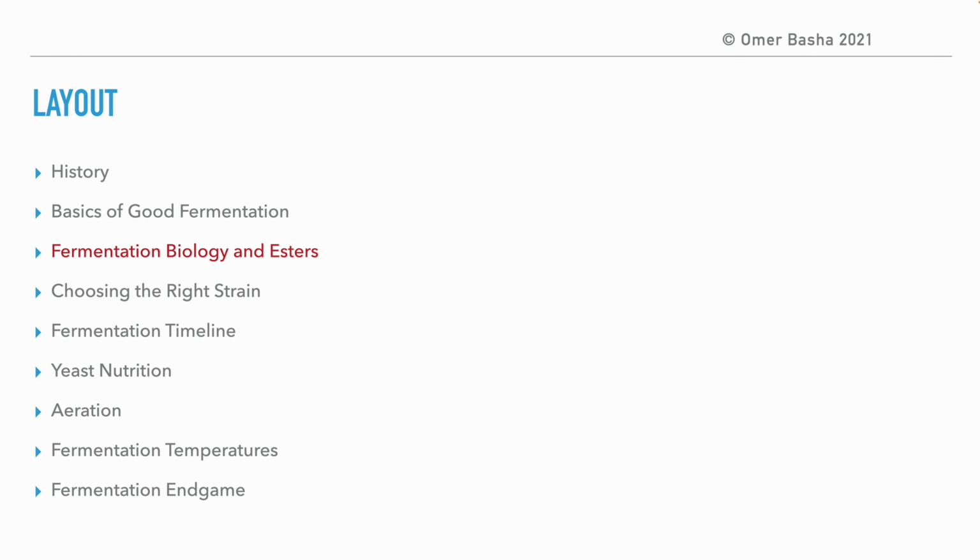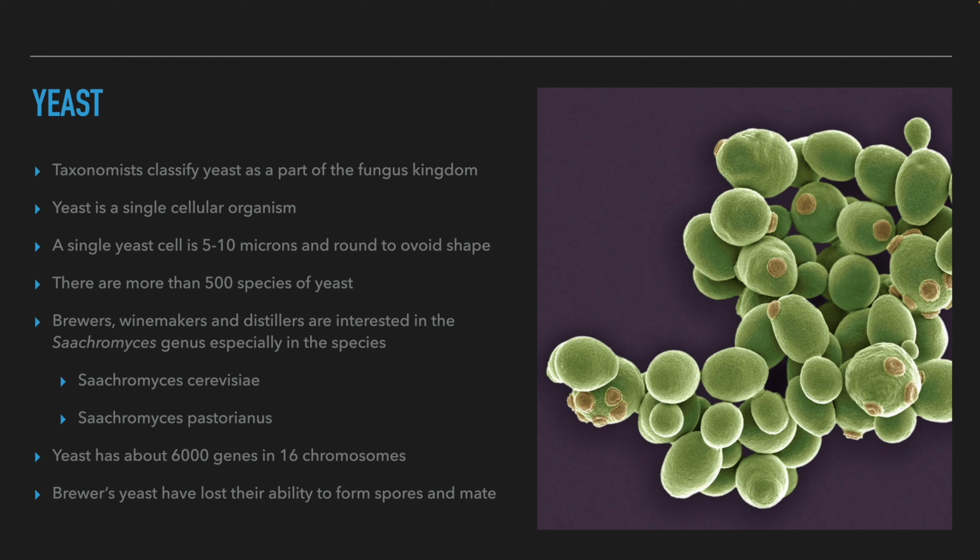Now that we've talked about what we need for a good fermentation, we'll move on to talking a little bit about fermentation biology, esters, and other compounds that are produced by the yeast. Let's start by talking about what yeast are. Yeast are single-celled organisms from the fungi kingdom. An average yeast cell will be 5 to 10 microns in size and round or elliptical in shape. There are more than 500 known species of yeast.